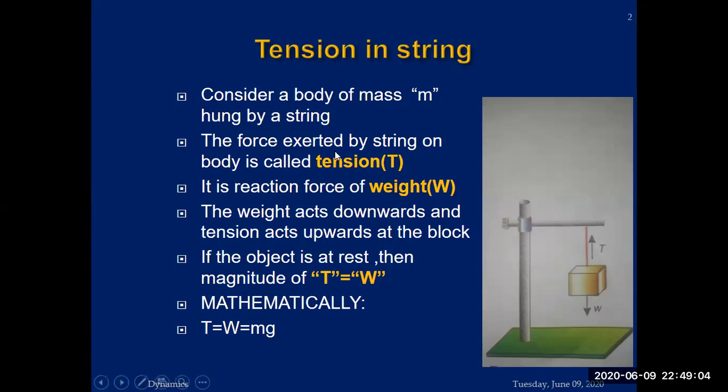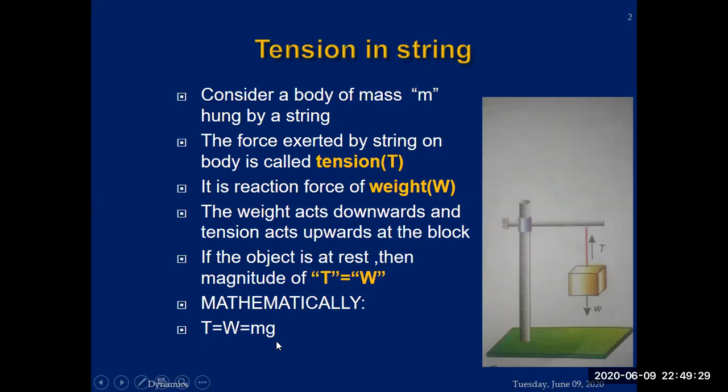So the force exerted by a string on the body is tension. It is the reaction force of the weight. The weight acts downward and the tension acts upward on the block. If the object is at rest, then the magnitude of tension T is equal to the weight. Mathematically, tension is equal to weight, and weight is equal to mg.